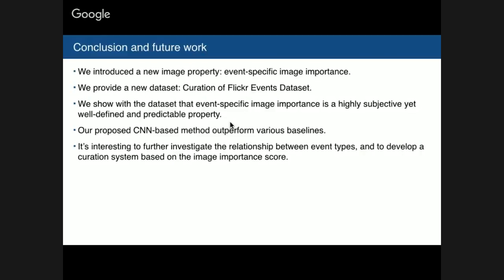And this is the conclusion of our work, and we can have many possible future works to do. For example, we can further investigate the relationship between different event types and use that in our prediction. And also, we can develop a curation system that is based on this image importance score, but also takes album properties like coverage and diversity into consideration. So that's to develop some system based on this image score, as I mentioned at the beginning of this talk. And then that's it.